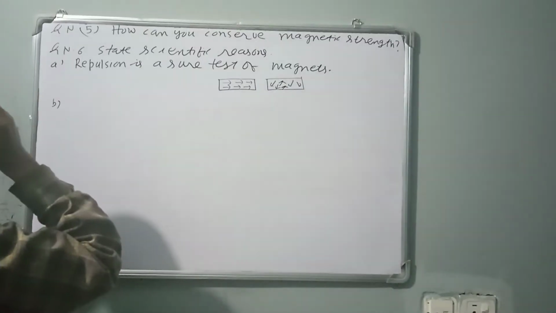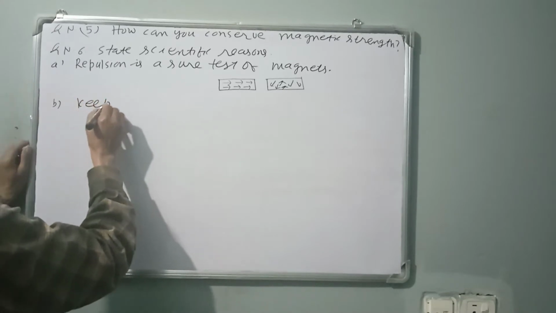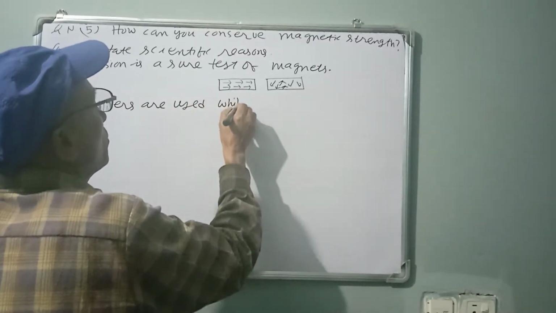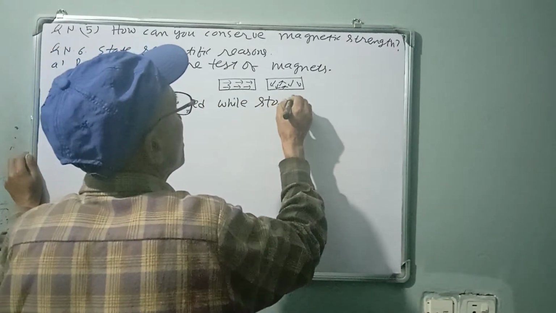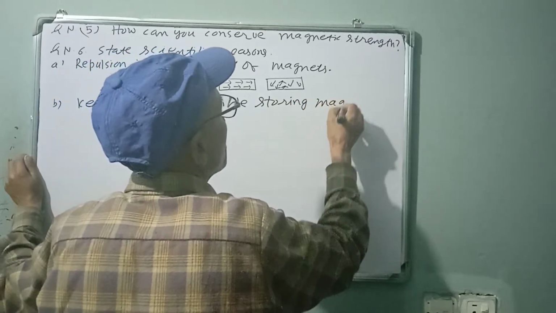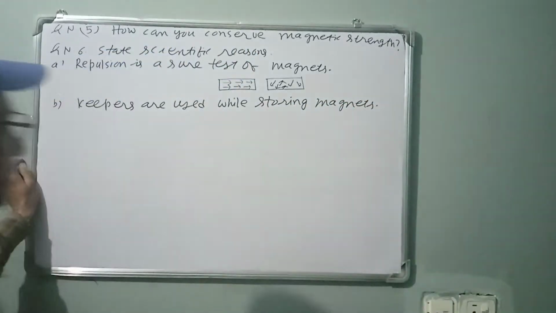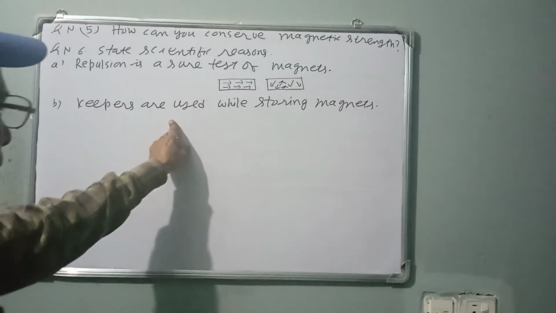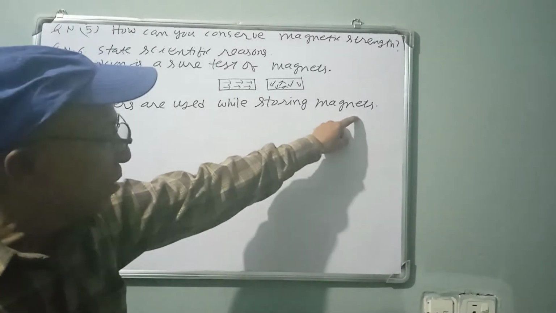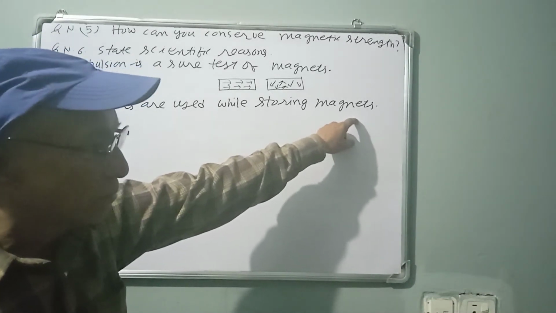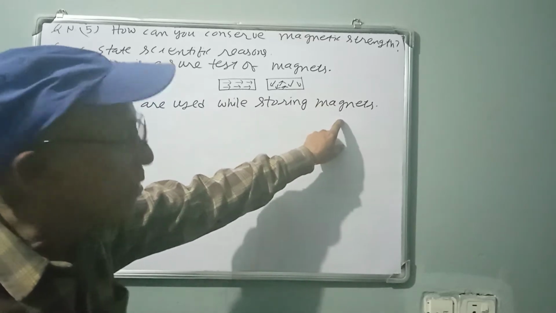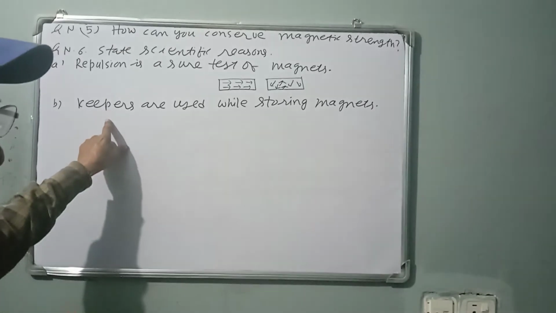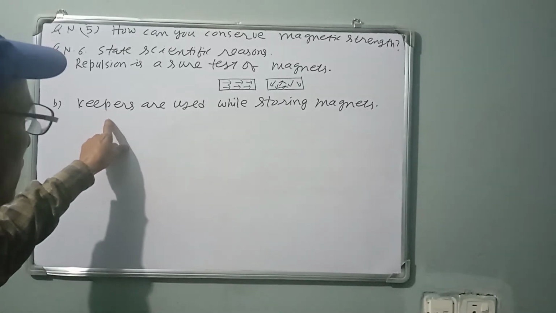Another: keepers are used while storing magnets. Why? The answer is keepers are used while storing magnets to avoid demagnetization. Keepers don't cause demagnetization.